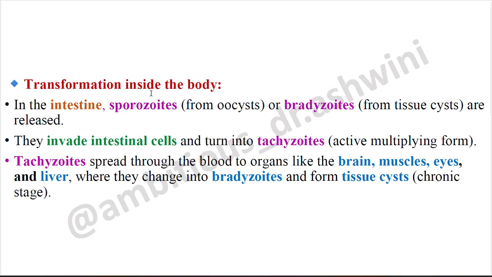Transformation inside the body. In the intestine, sporozoites from oocysts or bradyzoids from tissue cysts are released. They invade intestinal cells and turn into tachyzoids, which is active multiplying form. Tachyzoids spread through the blood to organs like the brain, muscles, eyes, and liver, where they change into bradyzoids and form tissue cysts, which is the chronic stage.